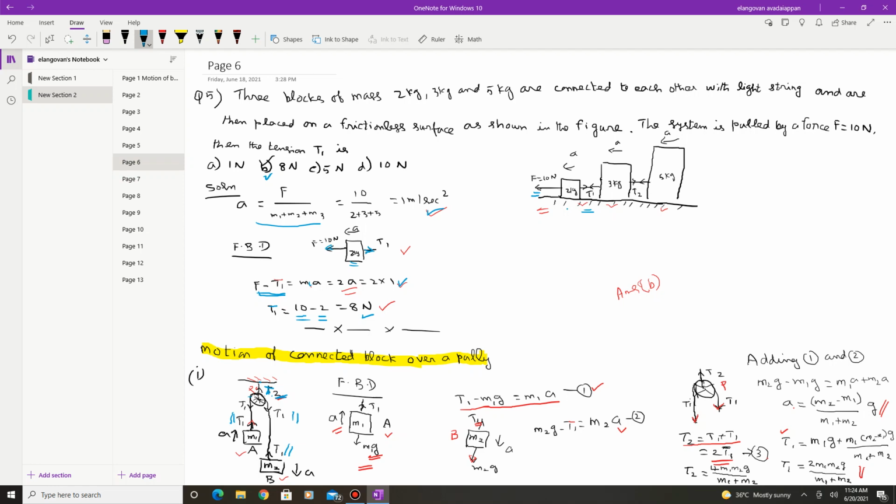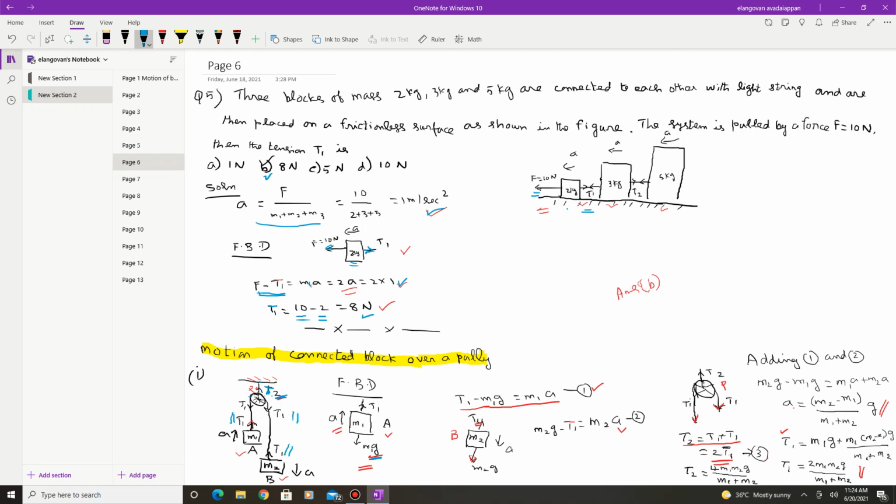So if we consider mass M1, here you note down the direction of acceleration. A is moving up, and T1 is also acting upwards. But since there is a mass M1, due to gravity, M1g will be the force acting on M1 in the downward direction. So the downward force is mass times gravity.